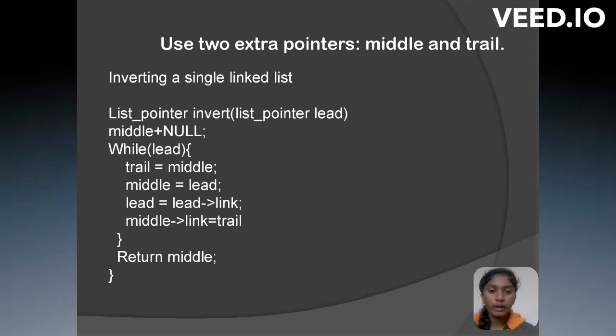list pointer invert, list pointer lead, middle equals null, while lead, open parenthesis, trail is equal to middle, middle is equal to lead, lead is equal to lead link, middle link is equal to trail, close parenthesis, return middle and close parenthesis.